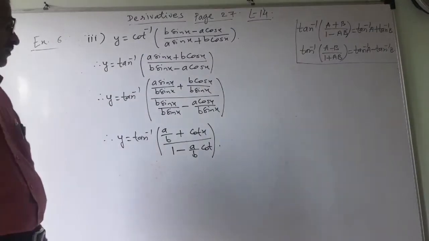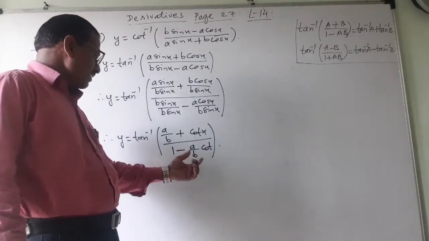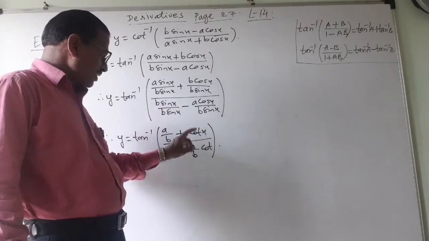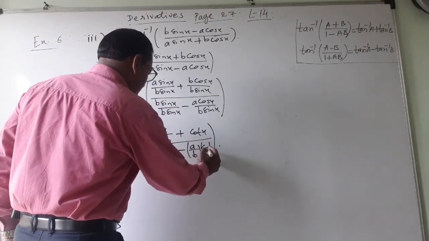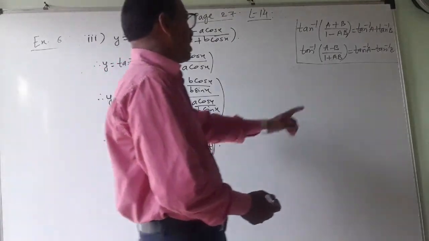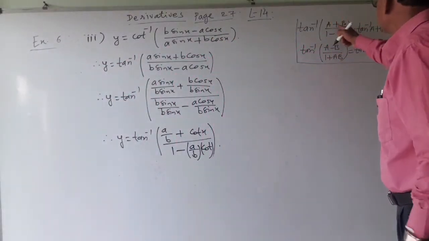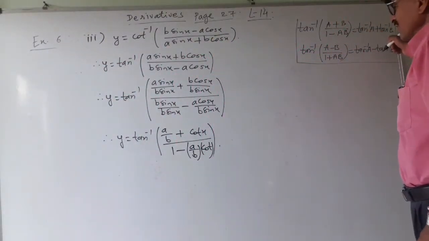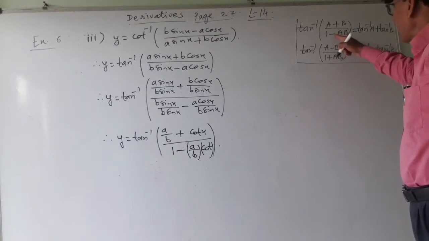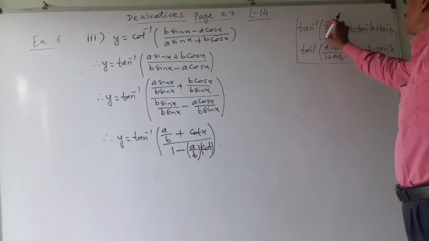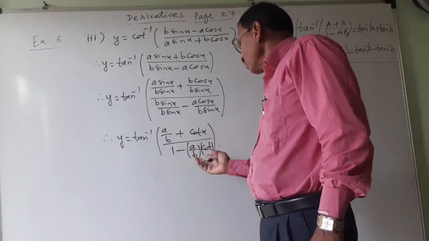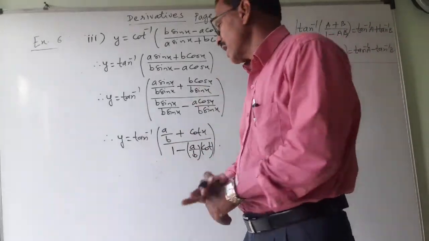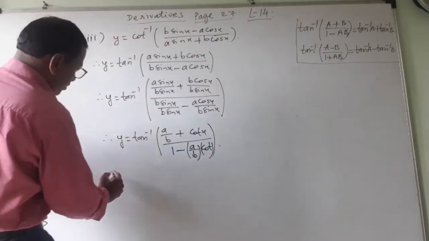Check it now. Here it is the multiplication of these two that is needed. Compare this to this formula: tan inverse A plus tan inverse B. Here it is minus and here it should be the product of A and B. See, here it should be the product of these two. It is there. So that means what we are doing is absolutely correct.